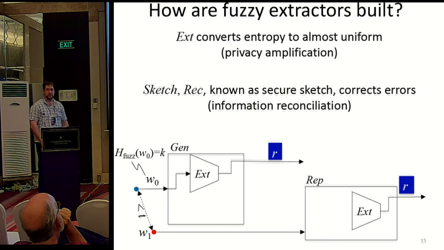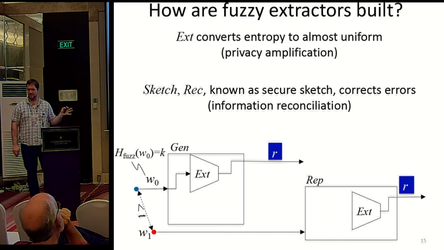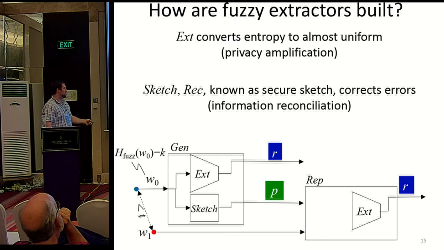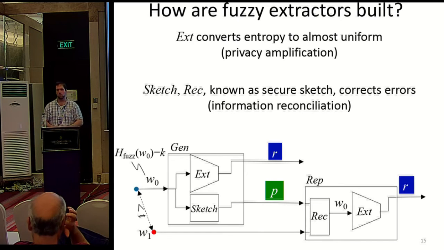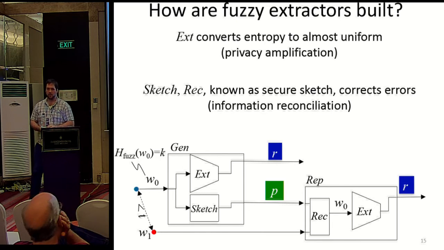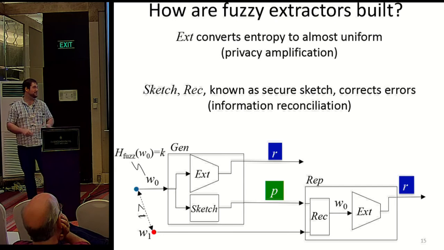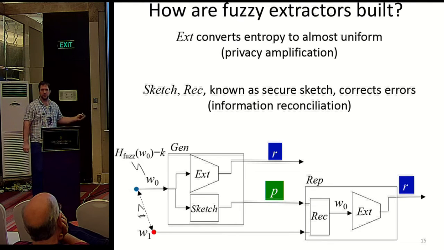So there's something called a secure sketch that performs something called information reconciliation. If you haven't heard the terms privacy amplification and information reconciliation, don't worry about them. But what it does is it produces this public value P that along with W1 gets W0 back. And the whole goal of this secure sketch is that P shouldn't have a lot of information about W0. Should only have enough information to get it back from a nearby W1.